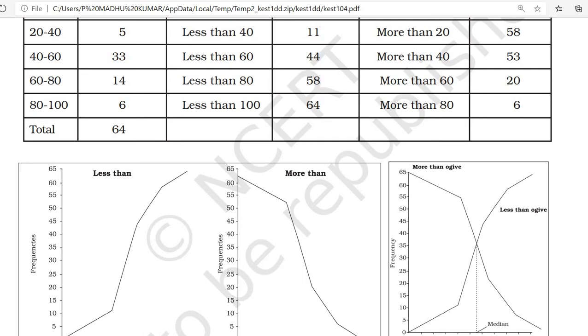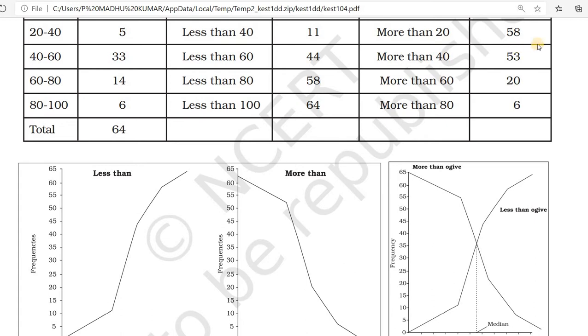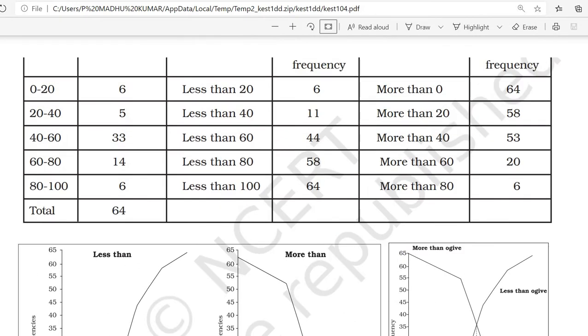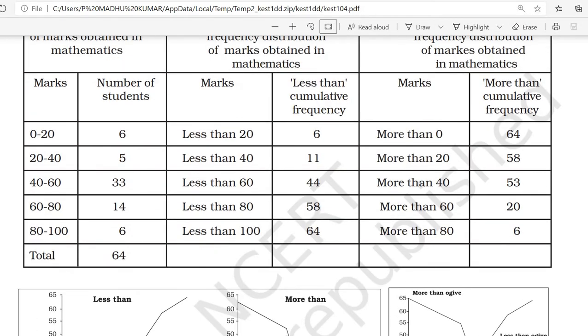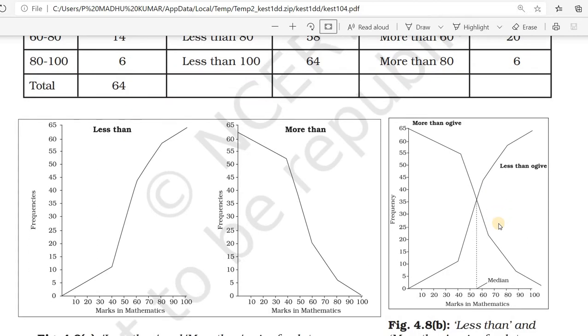In last class we studied about ogives. We studied how we can find out more than and less than frequency. Today we will study how to draw this ogive diagram. Here you can see 0 to 20 is 6 and we need to take the values.